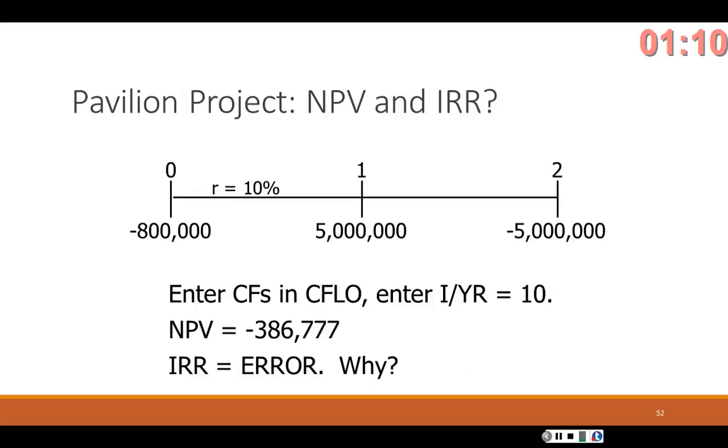So here's an example. We have a project that costs $800,000, returns $5 million in year 1, and costs $5 million in year 2. You can calculate the net present value and you'll get a negative number, which makes sense. But if you enter this into your internal rate of return, you're going to get an error, and that's because these are non-normal cash flows.